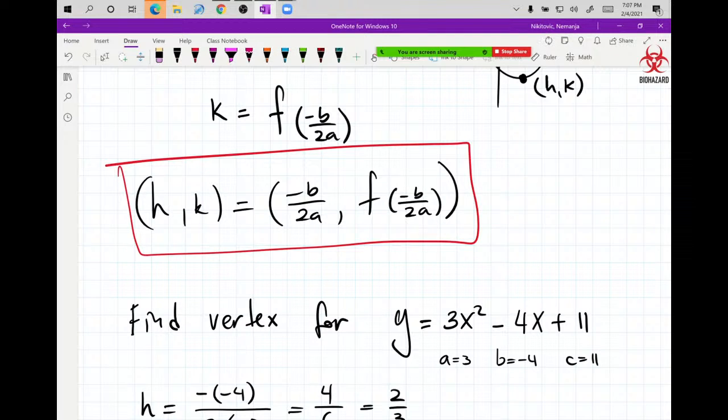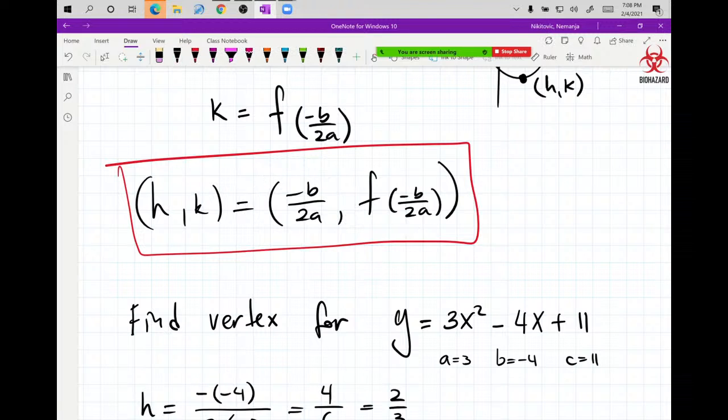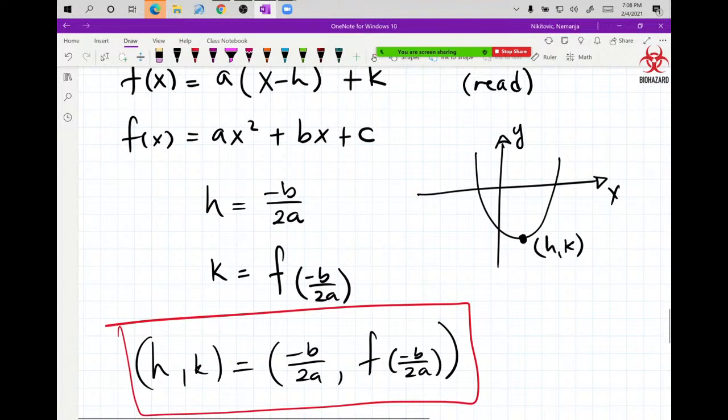So you're just taking the number you get from h and plugging it in for negative b. You calculate your h, and then you take that and you plug it into the function to calculate k. So they're separated here, and they're put into a single point on the bottom because hk is a point. So it's an x-coordinate calculation and a y-coordinate calculation.